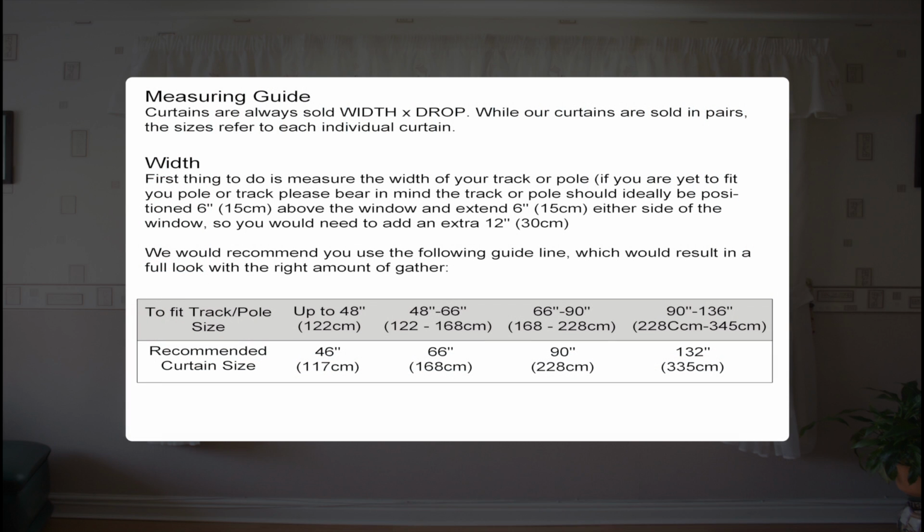On Curtains For You, when purchasing ready-made curtains, we suggest you follow our simple measuring guide. This will ensure you will have the correct amount of gather for your track or pole width. As an example, if your pole width was 82 inches wide, we would recommend you purchase a 90-inch curtain width, as this would create a full look with the right amount of gather. Please note, all ready-made and made-to-measure curtains are sold in pairs.